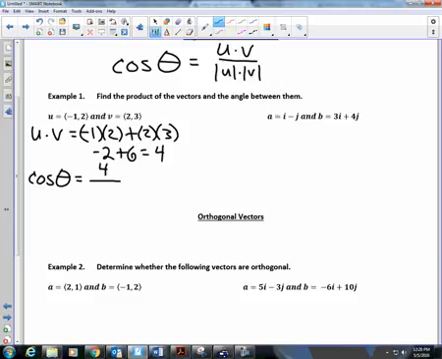Now, let's find the magnitude of u. How do I find the magnitude of u? Square root of a squared plus b squared. What is a squared? b squared. Add them together. Square root of 5.